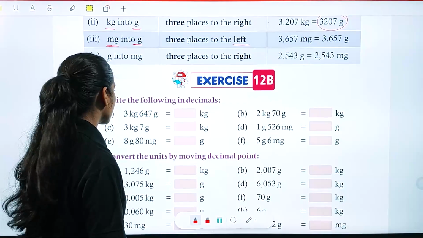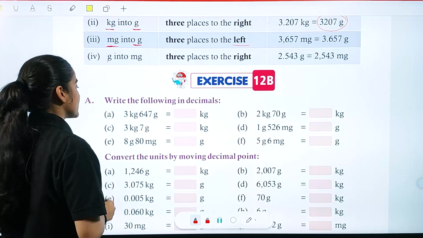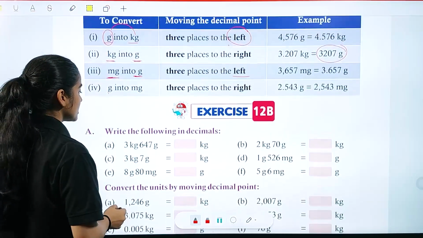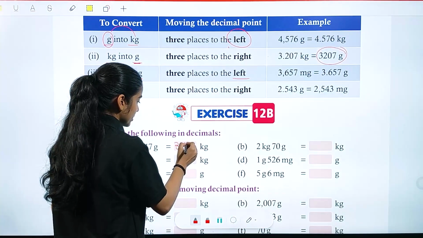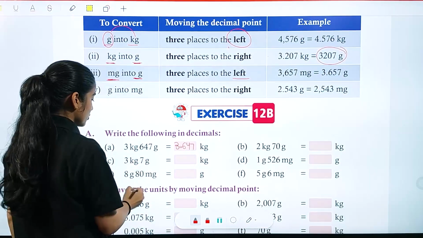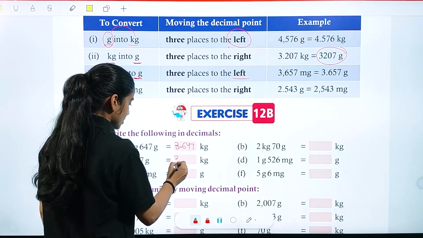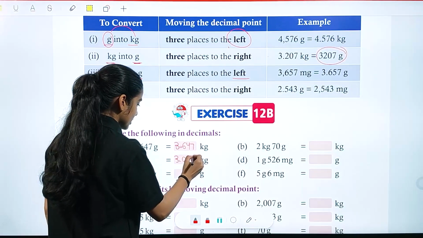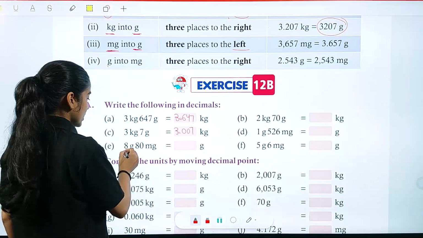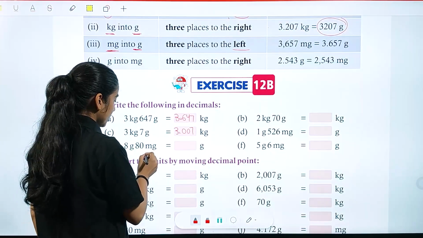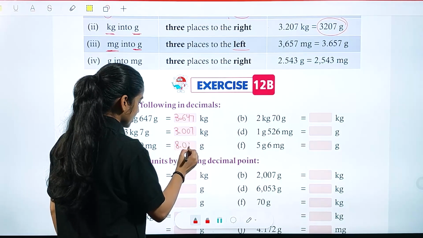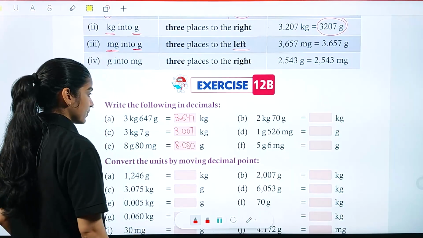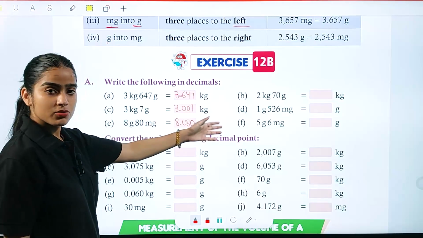Now we have our exercise 12b. Write the following in decimals. 3 kg 647 gram. So how can we write 3.647 kg? 3 kg 7 gram. So 3 kg 0.007 gram. Now 8 gram 80 milligram. So 8.080 gram. In the same way you can do the rest of the parts you have here.